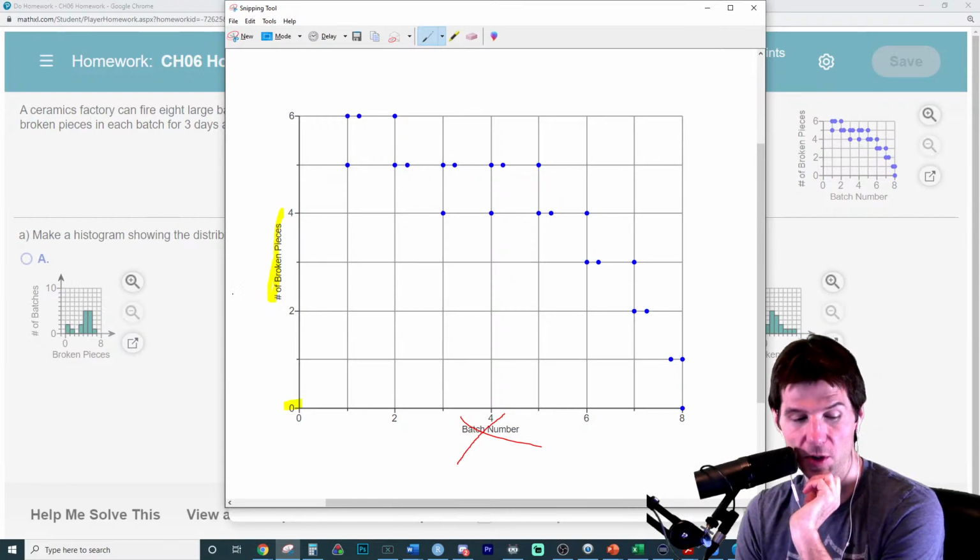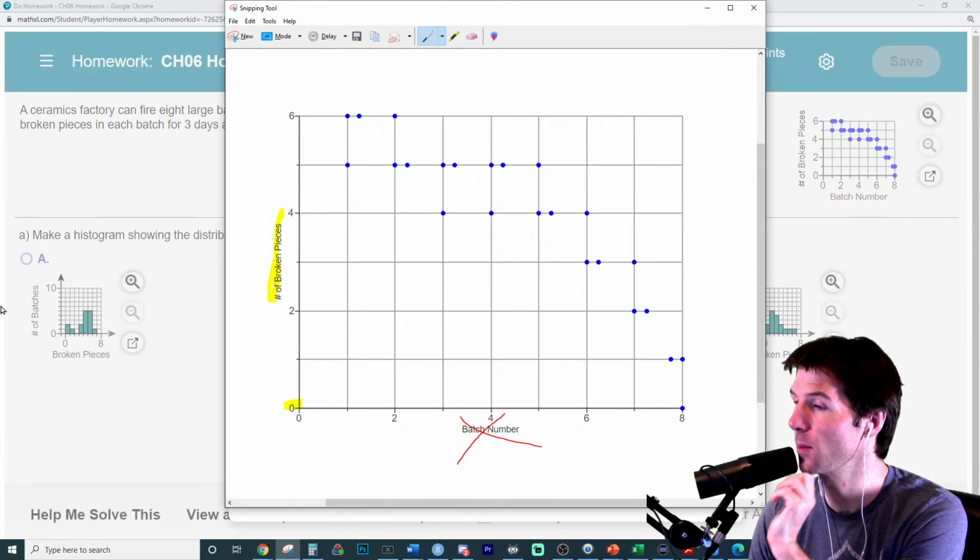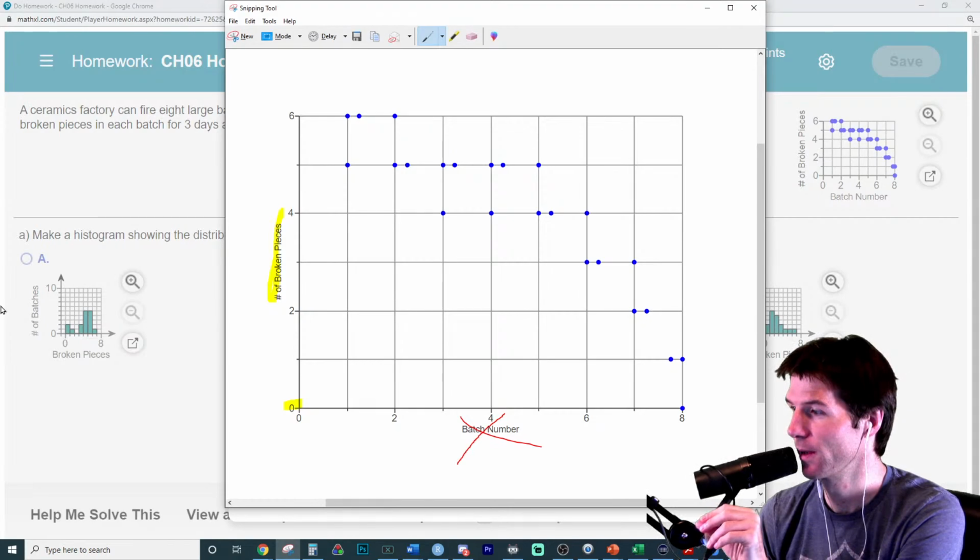So you have to say, okay, let me trace across on the 0 and find out how many batches had 0 broken pieces. Do you see how many blue dots there are for the 0?